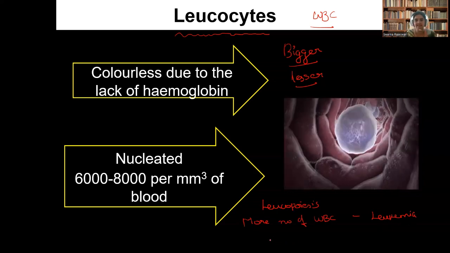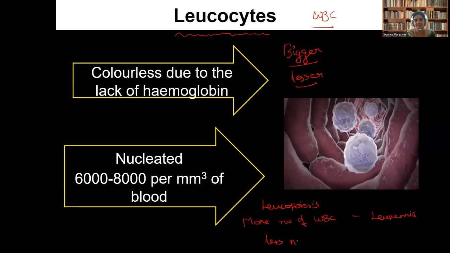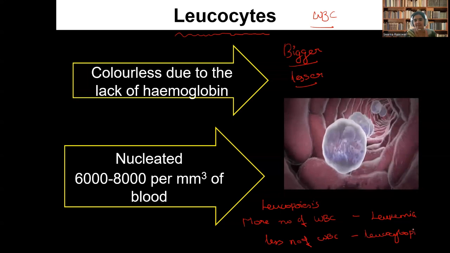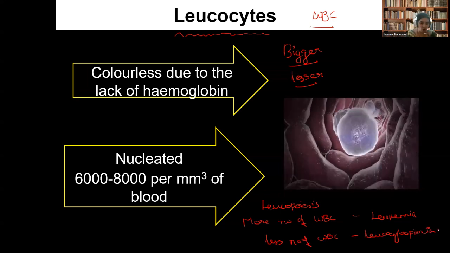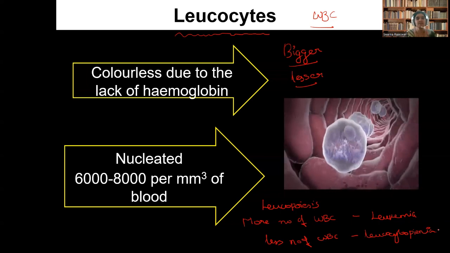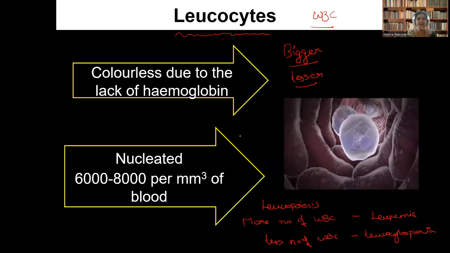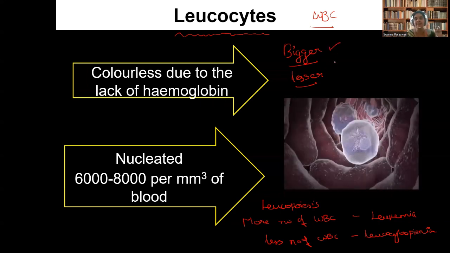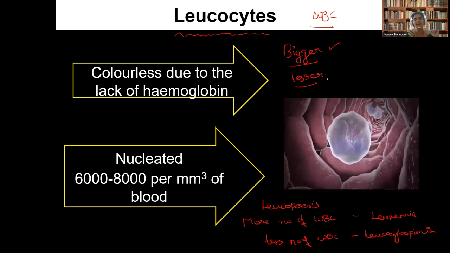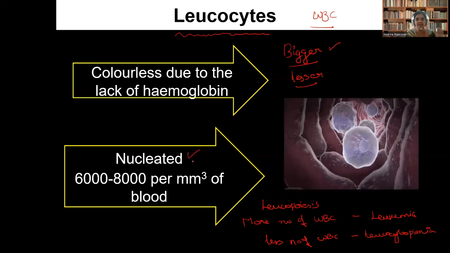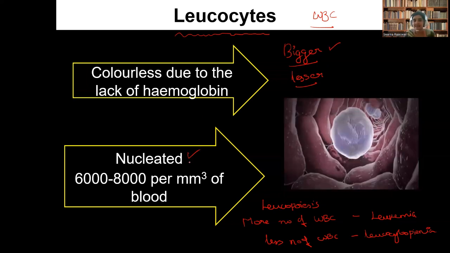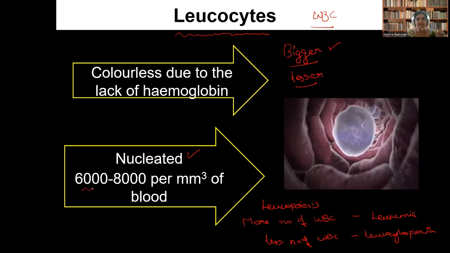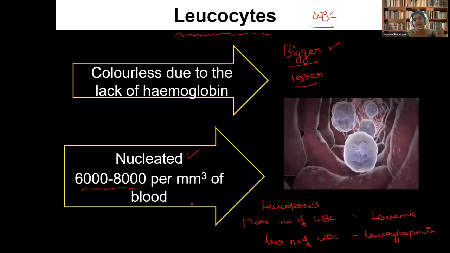It is a type of blood cancer, whereas a lesser number of WBC, we call leukocytopenia. So this is about WBC. Again, I am repeating. These leukocytes are colorless because of the lack of hemoglobin. They are bigger in size when compared to RBC, but lesser in number. And they are nucleated, whereas RBCs are enucleated, that is, they don't contain a nucleus. The number of WBCs is about 6,000 to 8,000 per cubic mm of the blood.